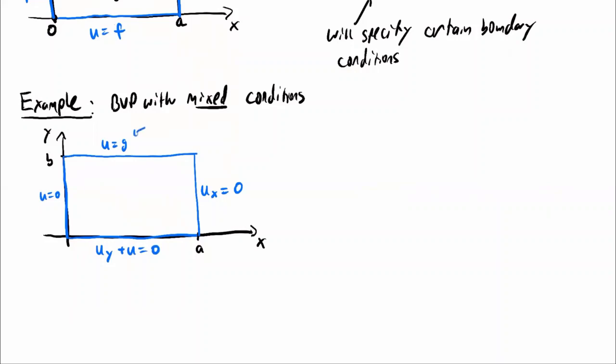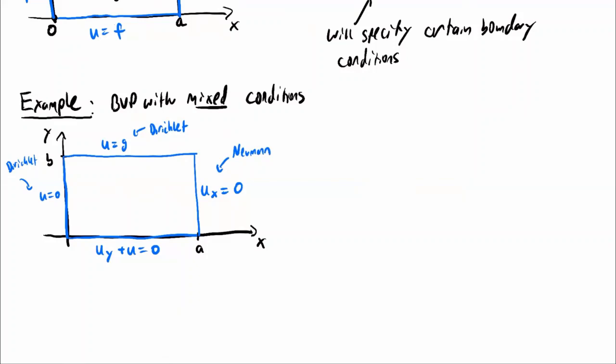Right, so the top condition is called a Dirichlet condition. This is also a Dirichlet condition, right? Because whenever you specify values of just the function u on the boundary, that's a Dirichlet condition. When you specify values of the derivative, this is a Neumann condition.